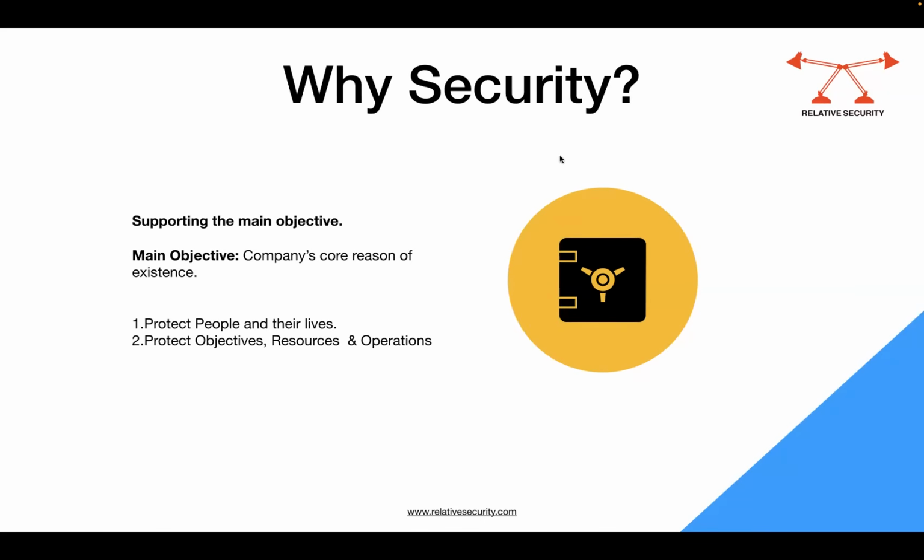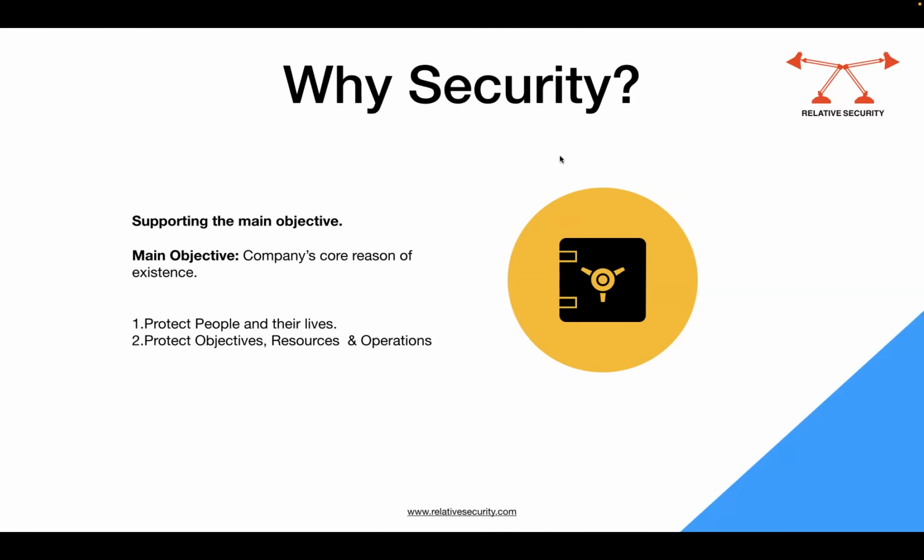The role of a security team would be to protect the people and their lives. Just as we discussed in the case of the tribesmen, they had to protect their people, women and children. The companies have to protect their people from any harm in the current circumstances. They have to protect their objectives, resources, and operations.